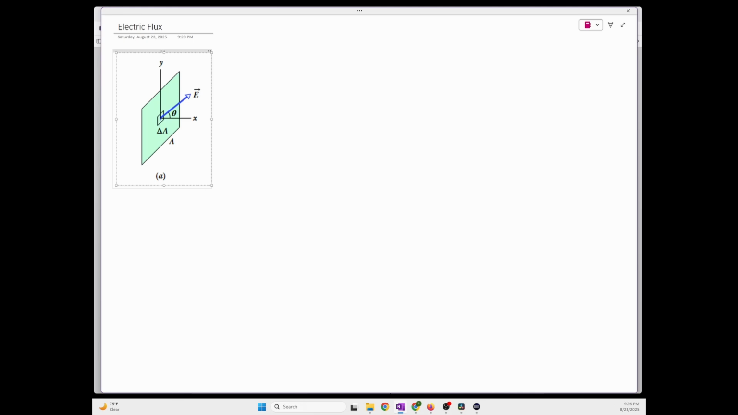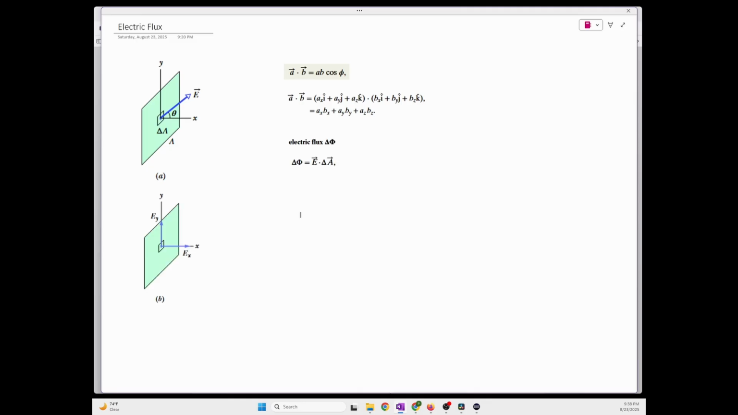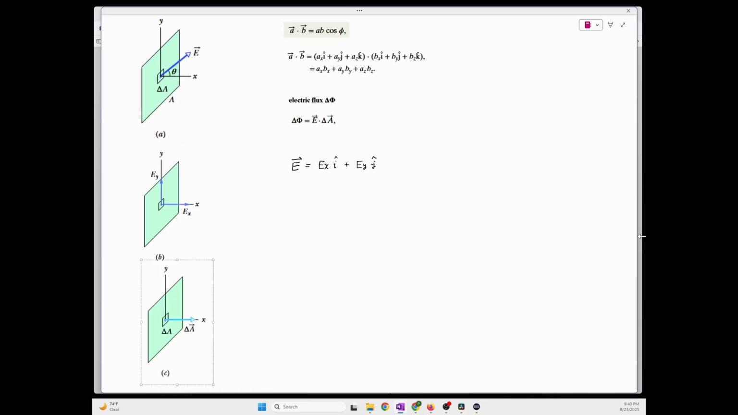Let us recall the tools that are available to us. From chapter 3, we will recall the two definitions of the inner product. And we're also going to need the definition of the electric flux. In part B, we are shown that the electric field E has two components, and therefore the vector E can be written in a component form. The purpose of part C is to show that the area element has a magnitude of delta A in the direction that is pointing along the x direction, and therefore delta A can also be written in a component form. We now can apply the definition and obtain an expression for the electric flux.